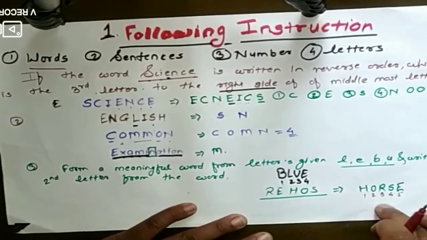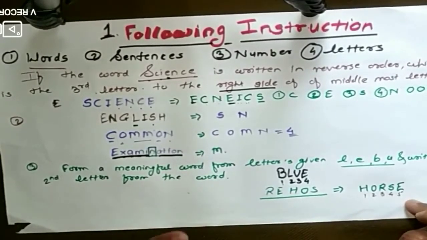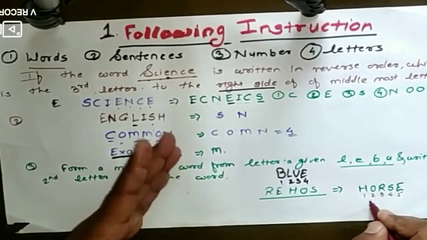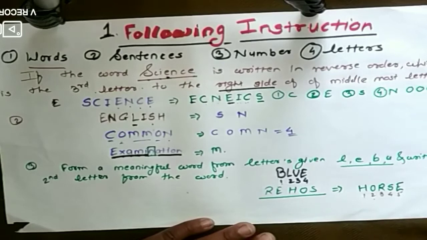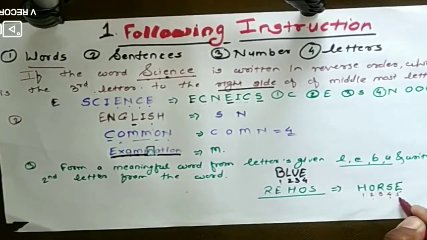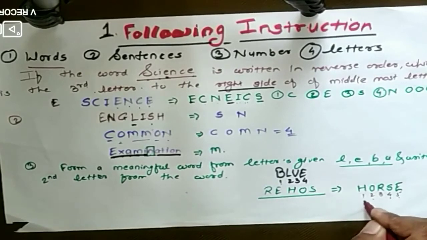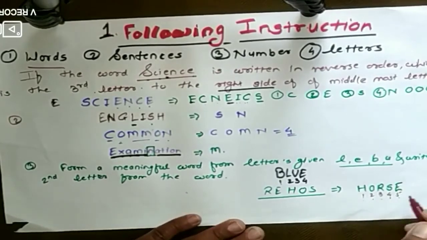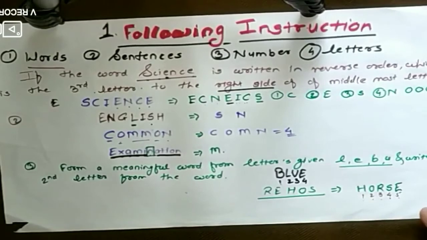Once you get the word, whatever question they ask: which is the second letter from the left, it is O. Which is the second letter from the right, it is S. Which is the last letter, that is E. Which is the first letter, H. Which is the middlemost letter, R. In this way, any question they may ask you.